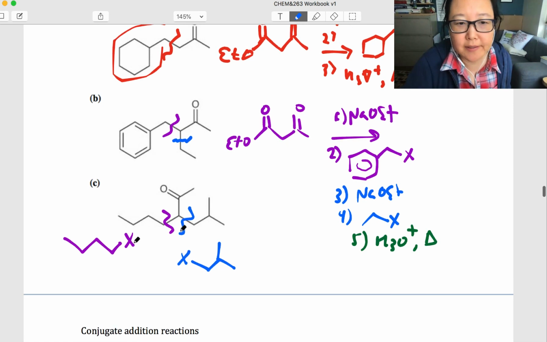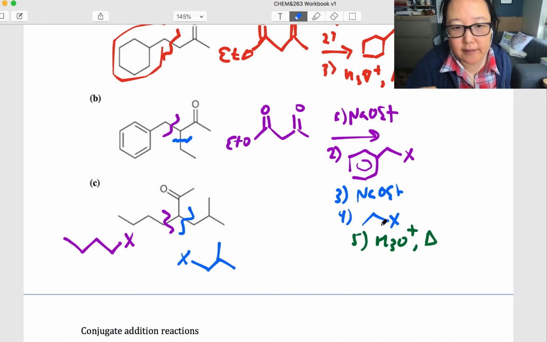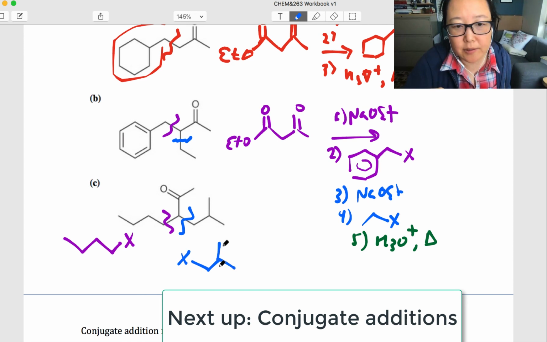All right, for this one here, same thing as this, except instead of this, I want maybe a butyl iodide, and here I could use an isobutyl, whatever, bromide or something like that.